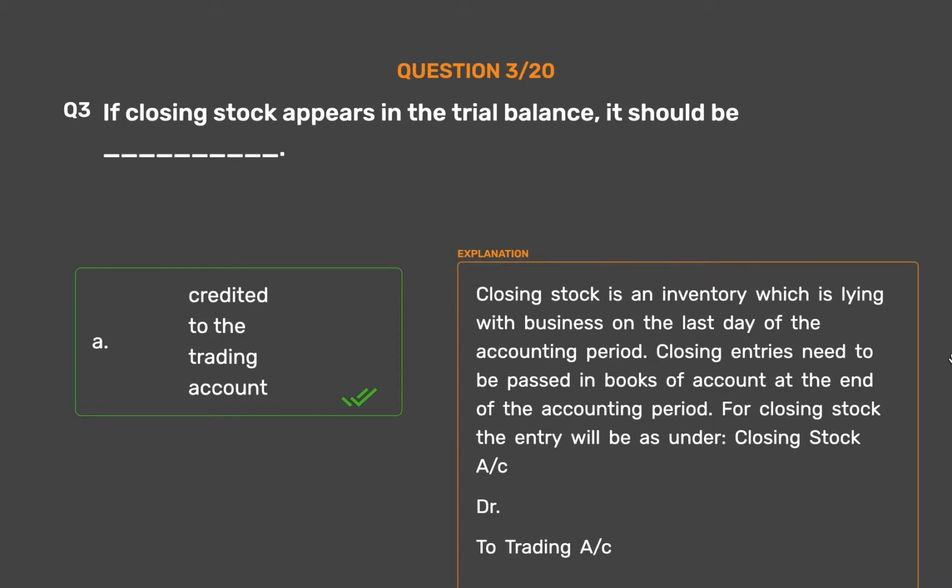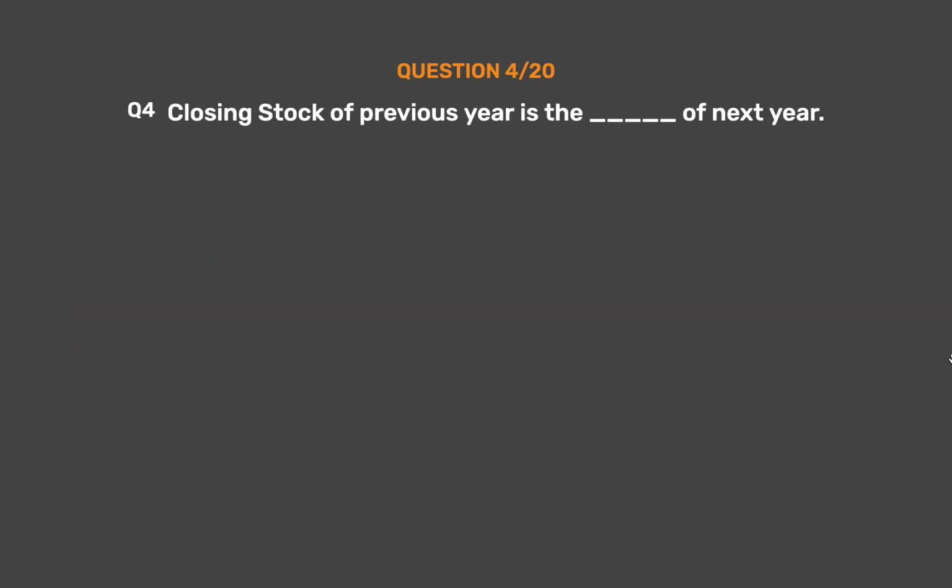Closing stock is an inventory which is lying with the business on the last day of the accounting period. Closing entries need to be passed in the books of account at the end of the accounting period. For closing stock, the entry will be as under: Closing stock A/c Dr. to Trading A/c.